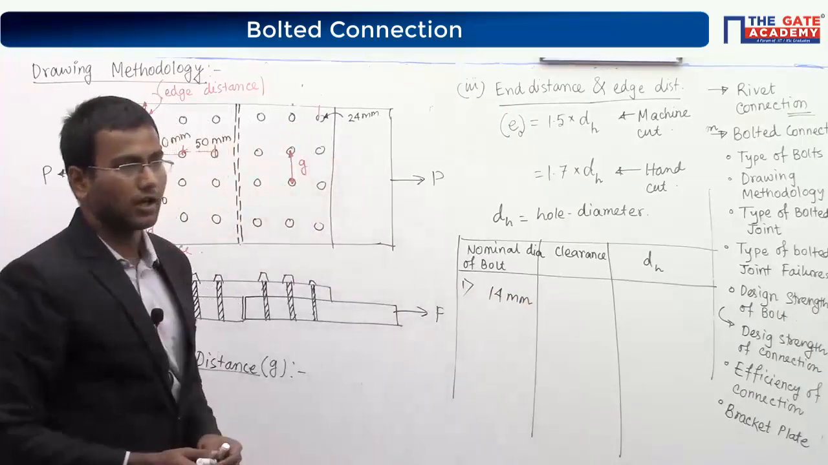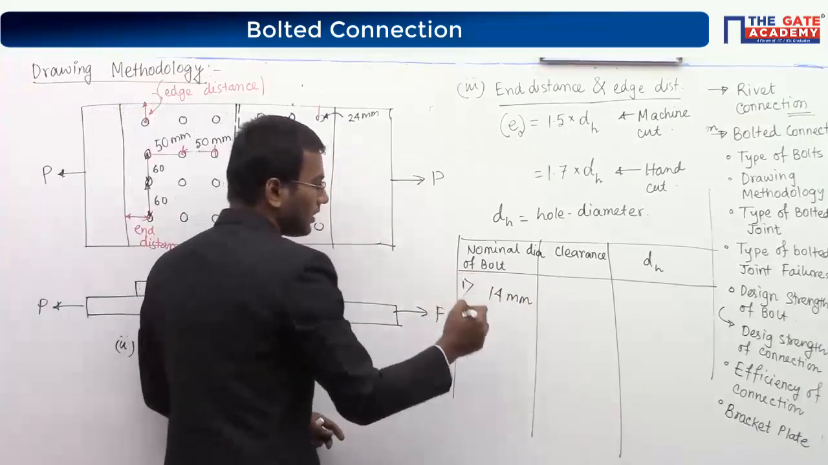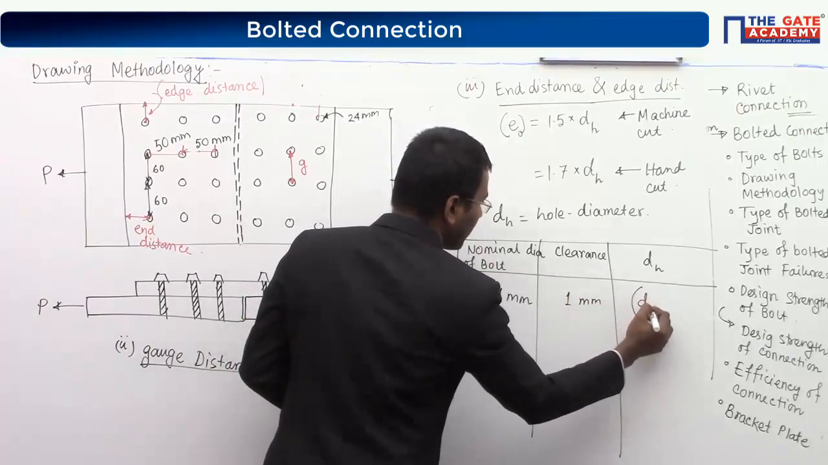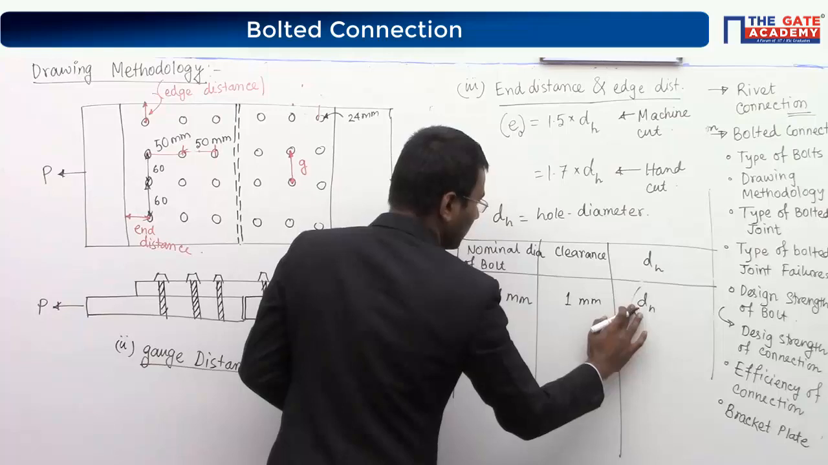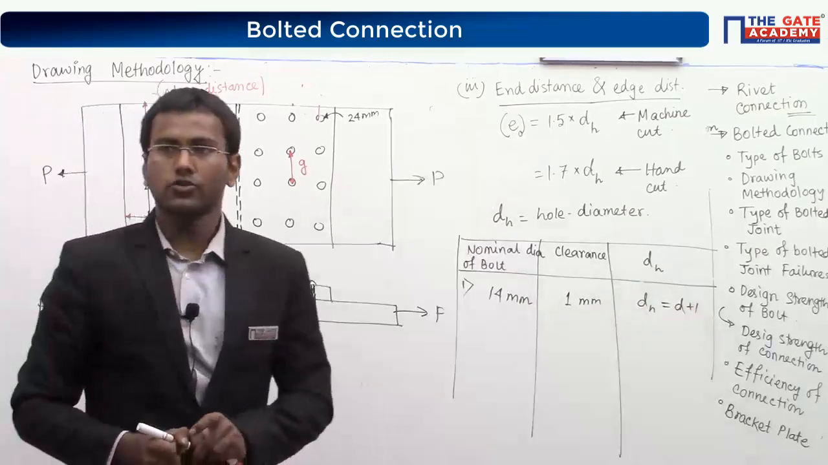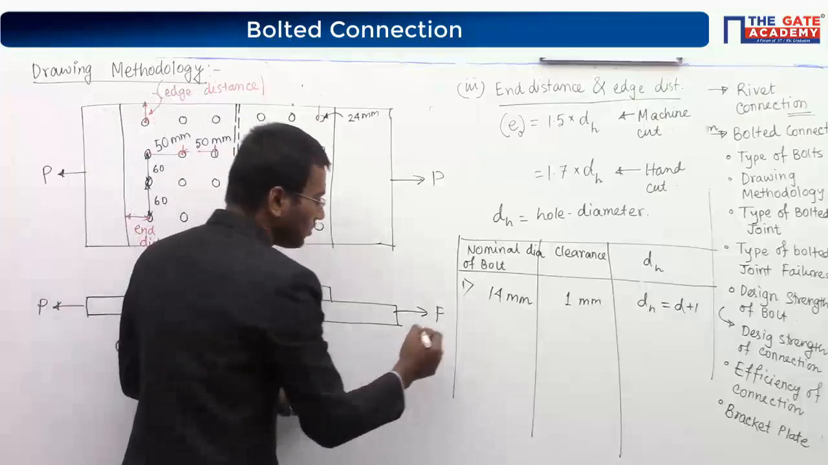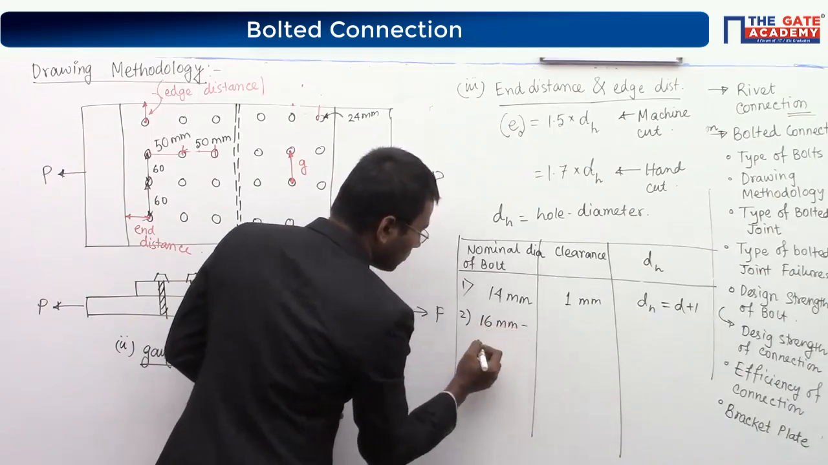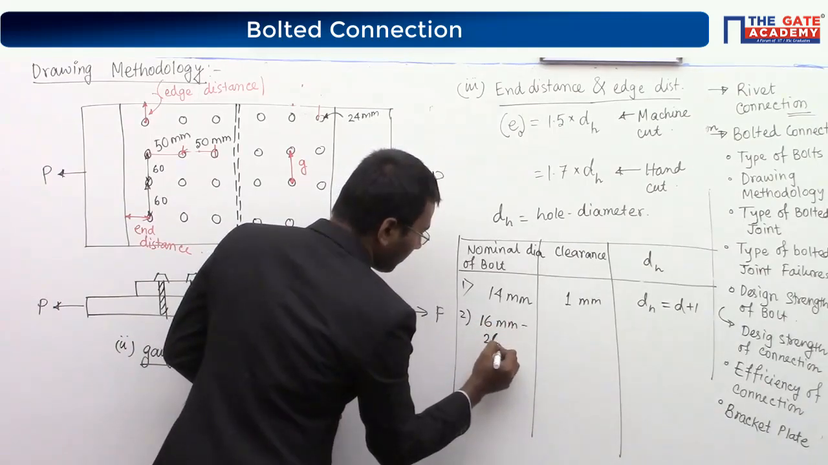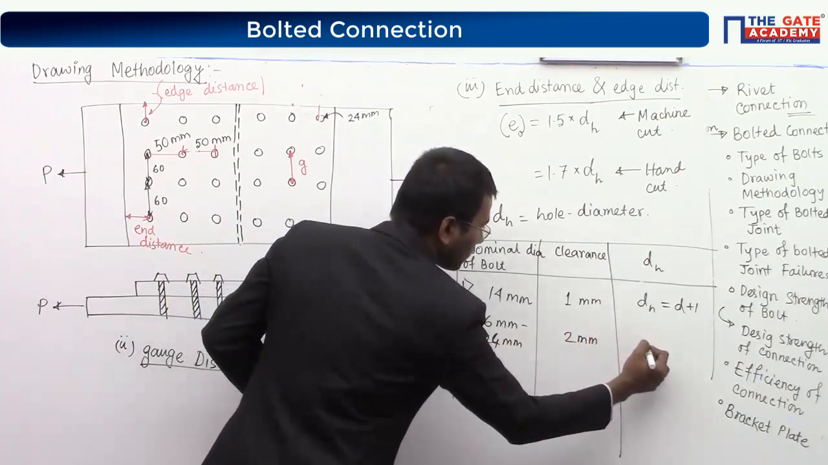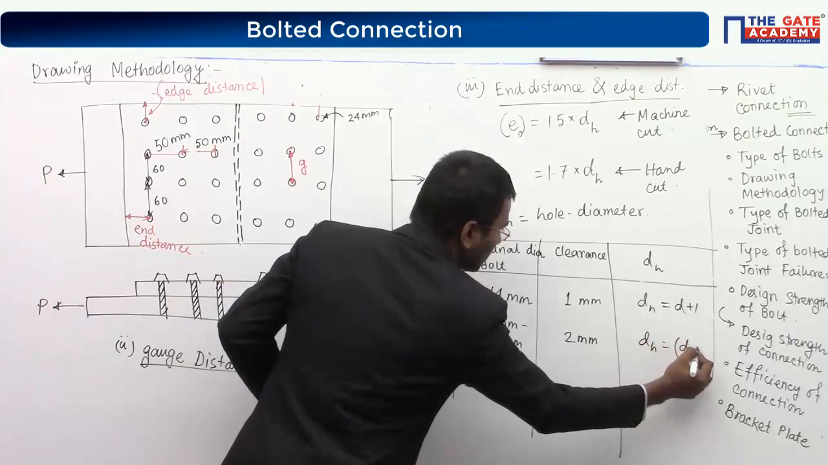So actually it is 12 to 14 mm. Clearance should be 1 mm. So DH will be D plus 1. Next one, if I talk about number 2, 16 mm to 24 mm, here clearance will be 2 mm. So here it will be DH equal to D plus 2.